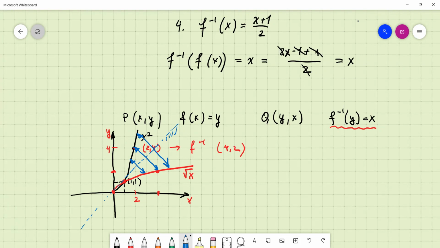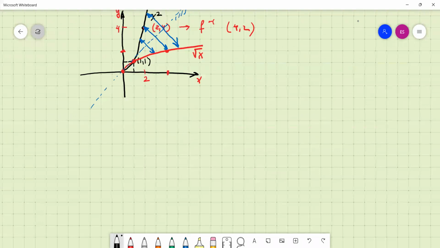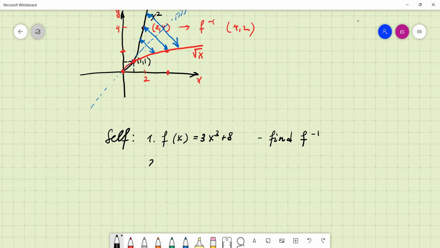Okay. Now, what else? Well, I want to go over some self problems. So I'm going to write them down. And again, the rule is the same. You solve some self problems on your own and then watch my video. For the first problem, find f inverse. Problem number 2, a little bit more complicated: x over x plus 2. Same, f inverse is the question.